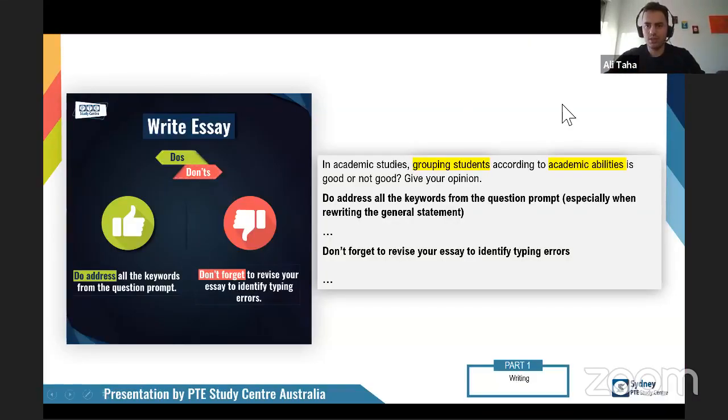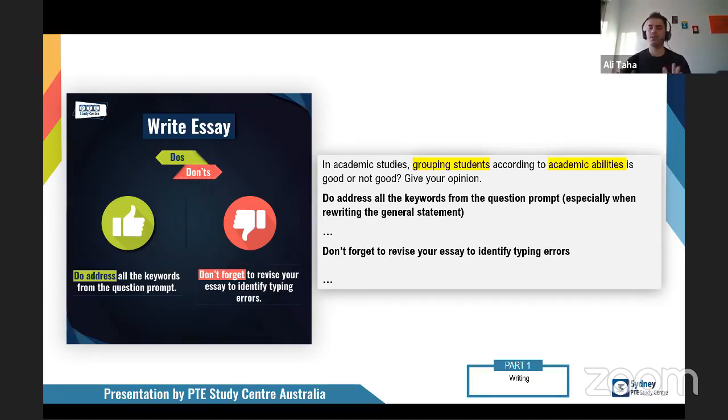So first of all, essay. In the essay, the do, you have to do it. You need to address all the keywords from the question prompt. You will be given a question prompt by the examiner at the top of your screen. There are some keywords that you should address in your general statement. In the first sentence, when you start typing, those keywords must be taken and you must track them over there. If you do so, you will be maximizing your content score. If you don't do it, you will be in big trouble, okay? And don't forget revising your essay at the end.